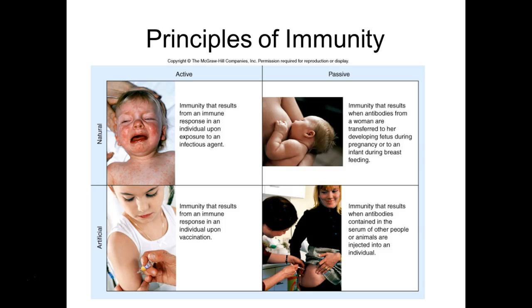Just the product of the immune system, the antibodies. You didn't make them, so therefore you don't have the memory cells. So if you get exposed again and those antibodies are gone that were passed to you, then you're not going to be immune, you're going to be susceptible. But this is better than nothing, right? Thank you, Mom, for passing me some protection.